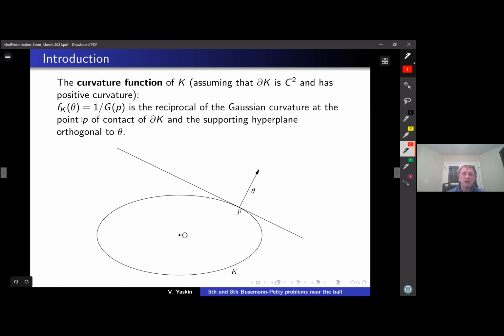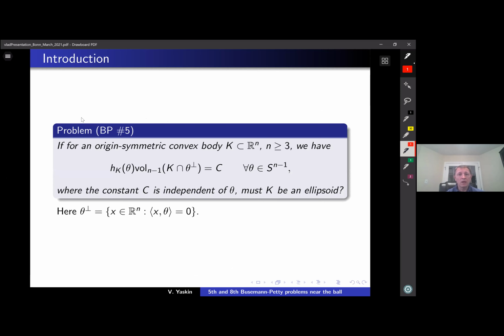All right. So let's now state these problems. I will use this notation: theta perp will be just the hyperplane passing through the origin orthogonal to theta. Problem number 5 reads as follows. Suppose you have a convex body K in Rn such that the product of the support function in the direction theta times the area of the section of K by the hyperplane theta perp is a constant, doesn't depend on the direction. Can we say that K is an ellipsoid? That's problem number 5.